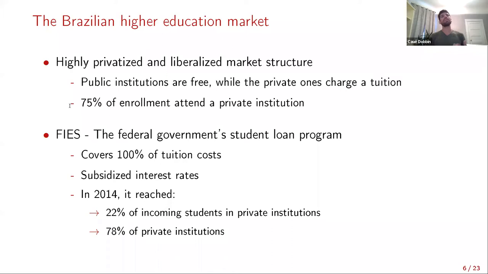FIES is the name of the Federal Student Loan Program. This program covers 100% of tuition costs for everyone. So if you get the loan, it covers 100%; if you don't, it covers zero. And it has very, very subsidized interest rates. Like I showed you before, in 2014 it reached 22% of the incoming students in private institutions, and almost 80% of the institutions had at least one student with loans. So it was a very big program.